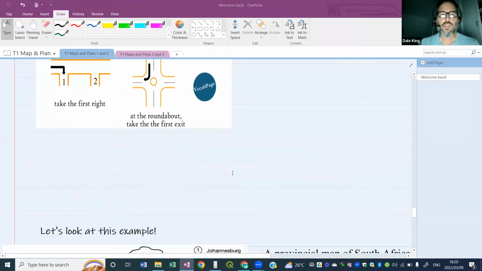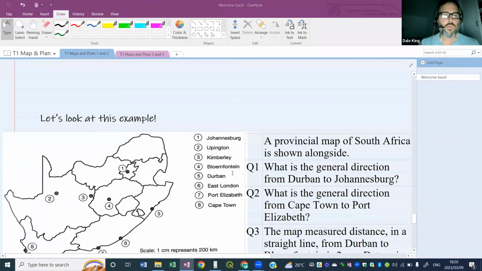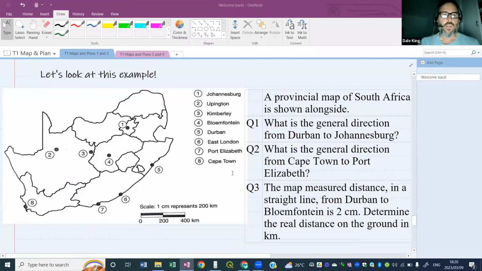All right. Let's have a look at a map. So I've got a map over here, and it says that this is a provincial map of South Africa. Now, this is not a geography lesson, but you do have to be able to understand a basic map like this. So what tells us this is a basic map? Well, we've got scale at the bottom, and on Tuesday, we learned a lot about scale. So over here is our scale.